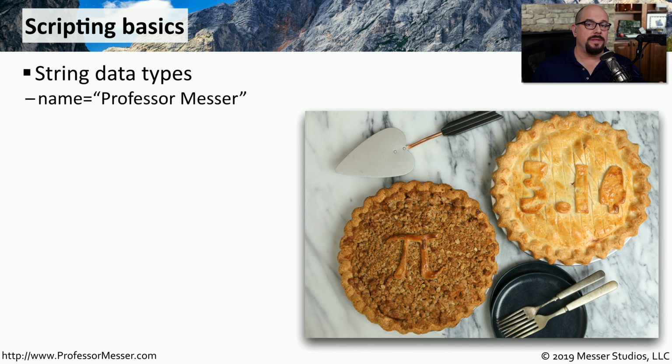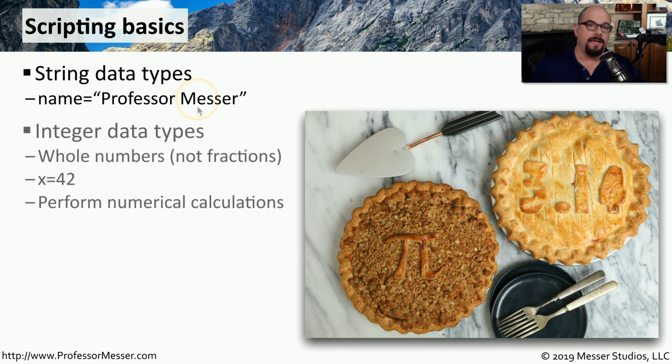Variables are associated with a data type depending on the information you're storing in the variable. For example, a string data type would be the one like the variable name, which is storing a string or text information, in this case, the words Professor Messer. An integer data type is a data type containing a whole number. This would be a number that is not a fraction or has a decimal inside of it. For example, the number 42 can be stored as an integer data type with the variable x.